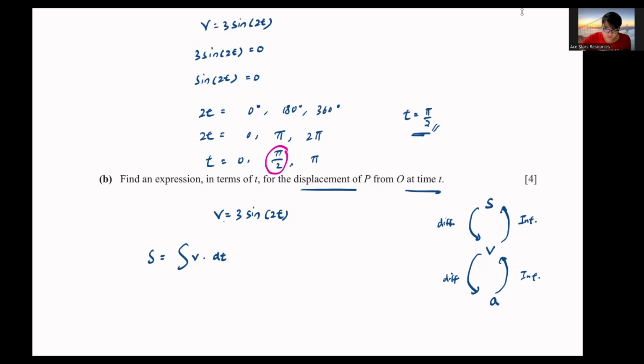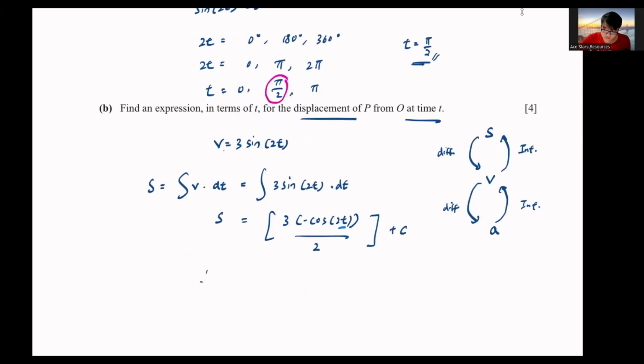So therefore, we can start to do the thing. 3 sine 2t dt. So integrate this, that will be 3 times the integration of sine, which is minus cos. And then don't forget, with the chain rule of 2t, you're going to divide by 2, plus c. That's going to be your s, right? Therefore, s equals minus 3 cos 2t over 2 plus c.